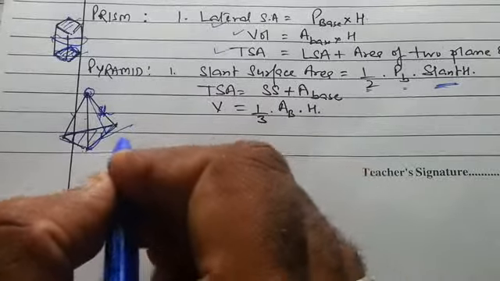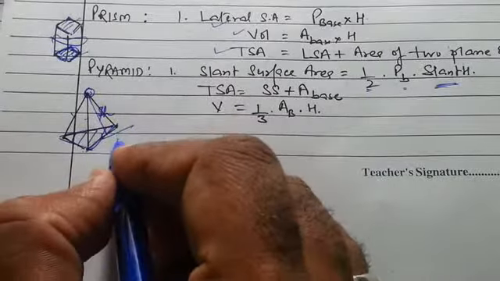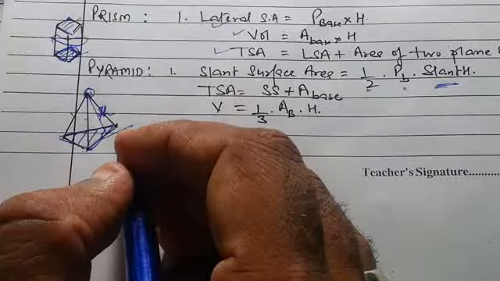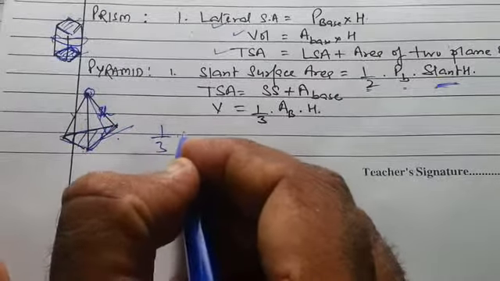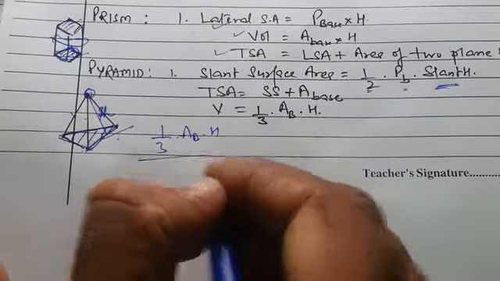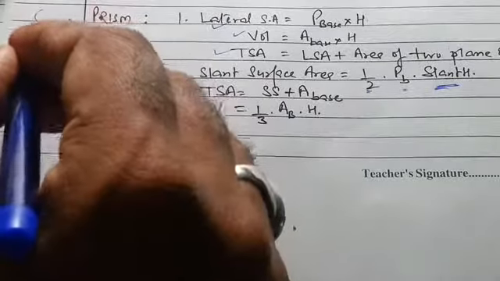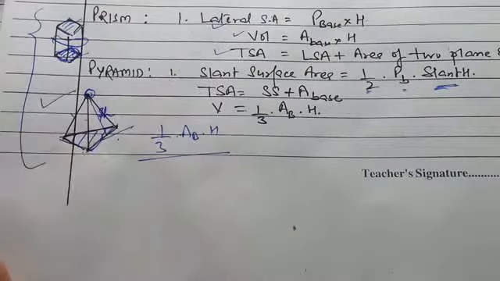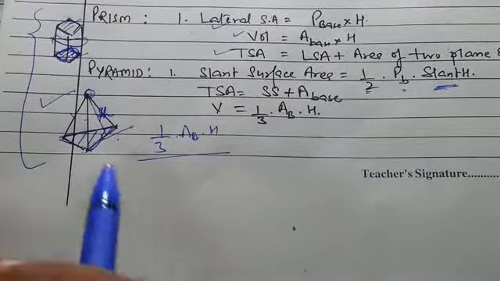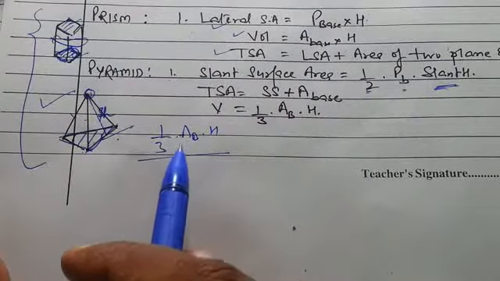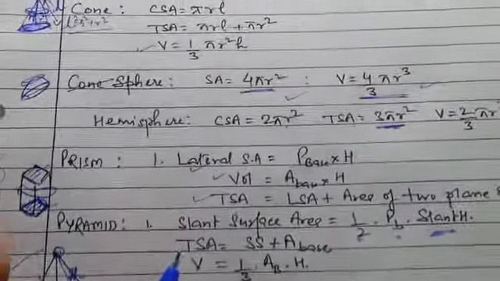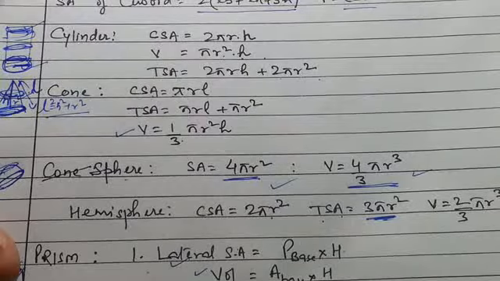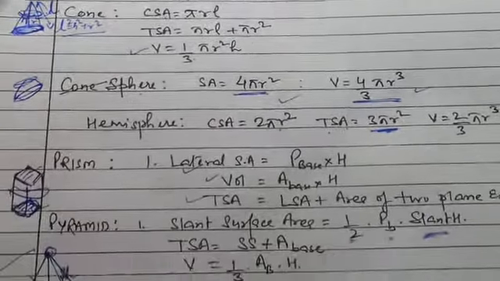And what is the volume? Volume is 1/3 of area of base into height. That is very easy. So regarding prism and pyramid, they are important from the examination point of view, and I will show you the examples also, and we have to learn all these formulae, correct? So they need to be learned before proceeding to any of the exams.